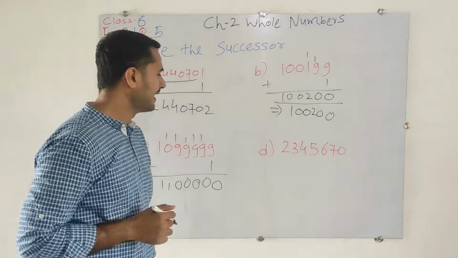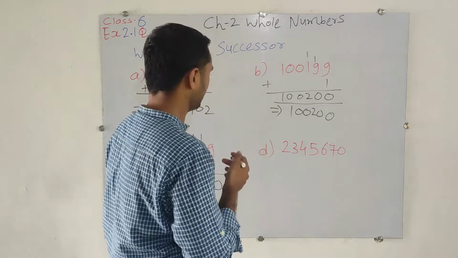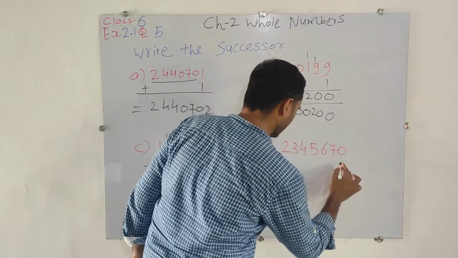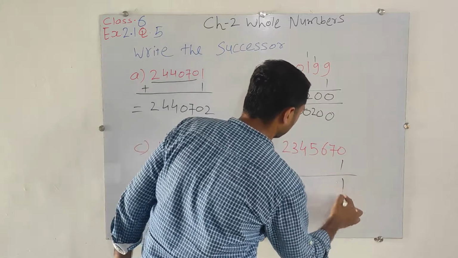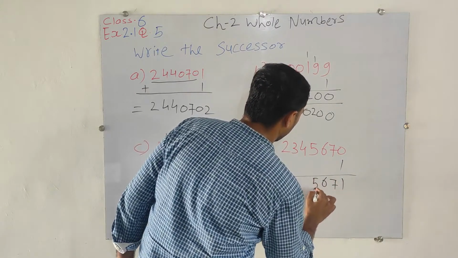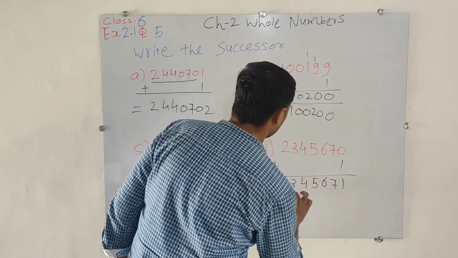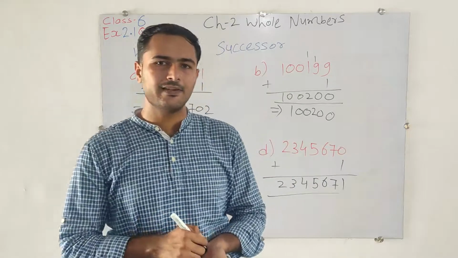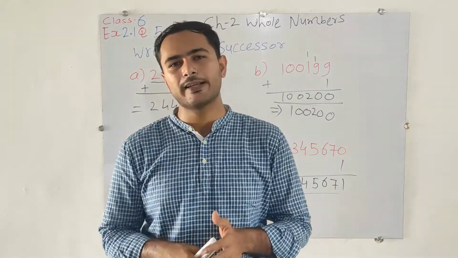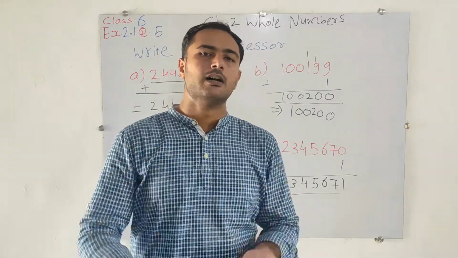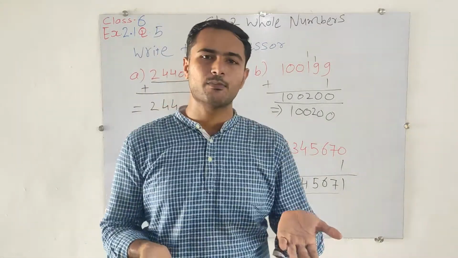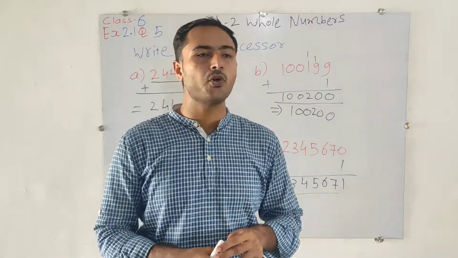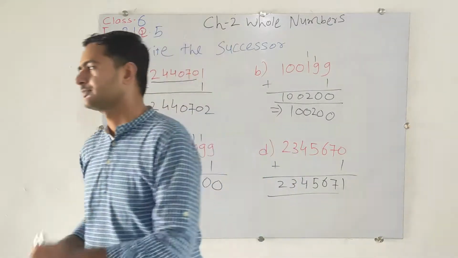So the last one for sub question 5, plus 1, that's really very easy: 1765432. This is how we can find the successor. We have already discussed how to find the successor as well as the reverse process, the next number and the previous number. So this is about the next number, the successor. Just pause the video and note it down.